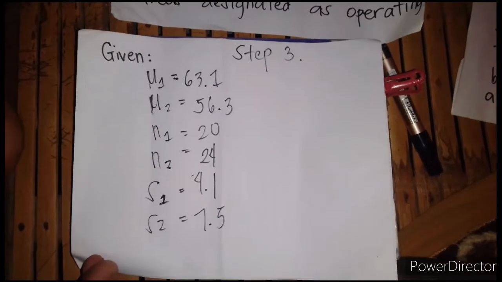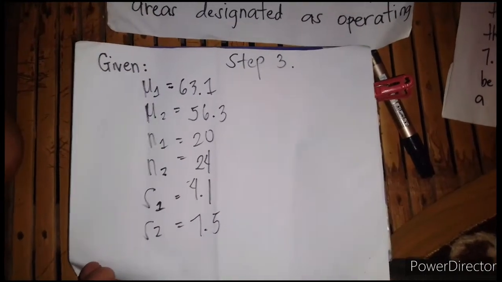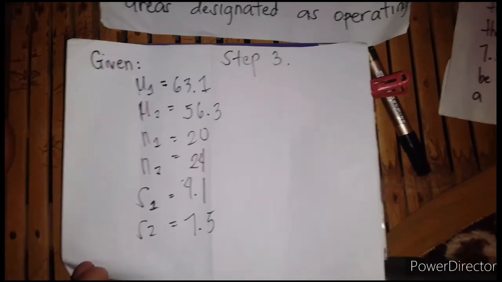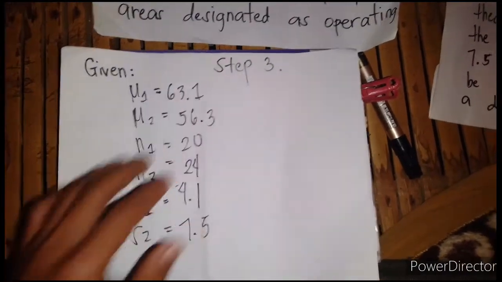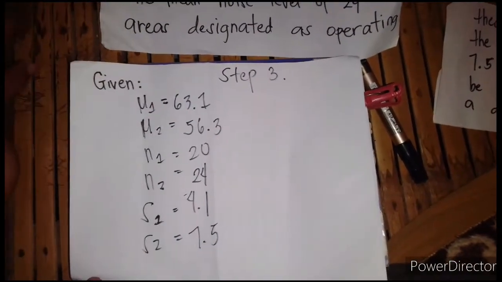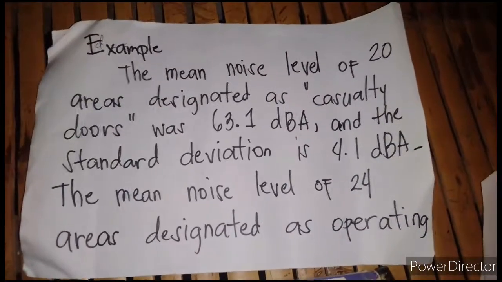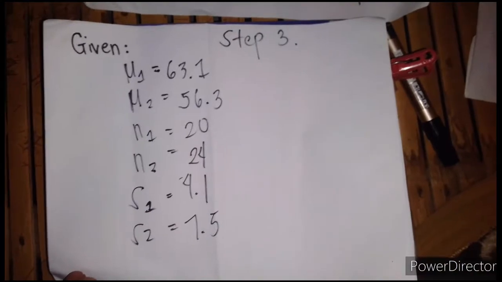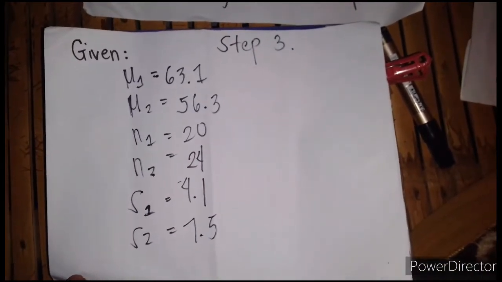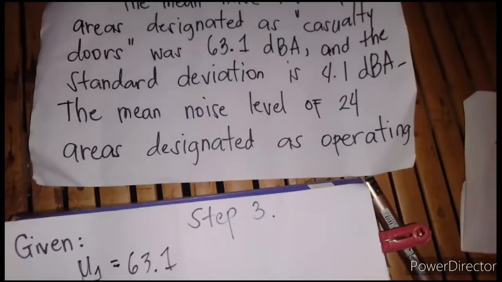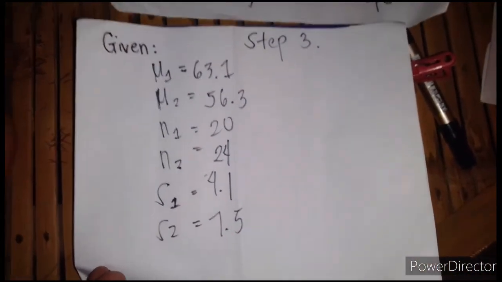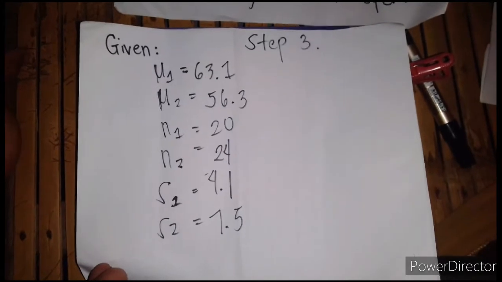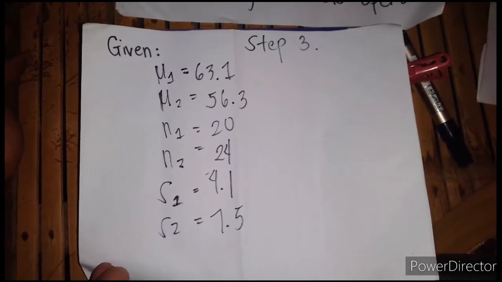Compute the test value. So let's have the given. The first population mean will be our 63.1. This is the noise level of the 20 areas designated as casualty wards. Then our second population mean will be 56.3. Yun yung noise level ng ating designated operating theaters. Then our first and second sample size is 20 and 24, given naman siya.